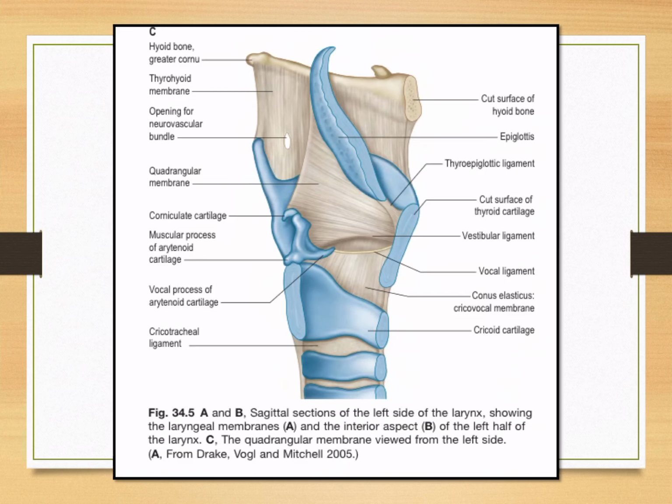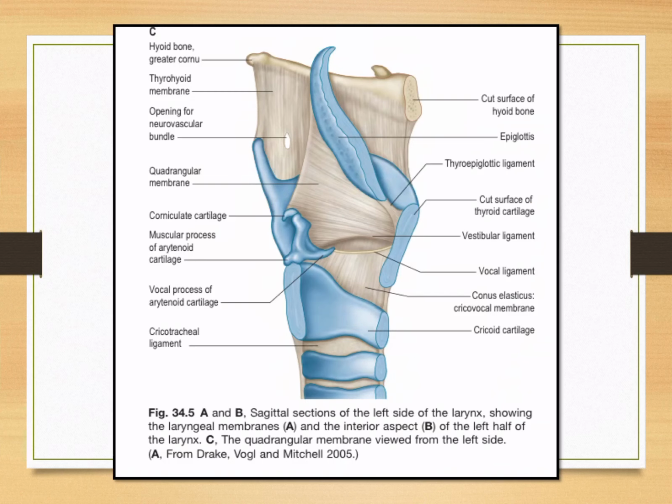Please observe the attachments of the vocal ligament too. You can see that it's coming from the tip of a process of the arytenoid cartilage, and this anteriorly protruding tip is known as the vocal process of the arytenoid cartilage. Anteriorly it is inserted just below the vestibular ligament in a paramedian plane.